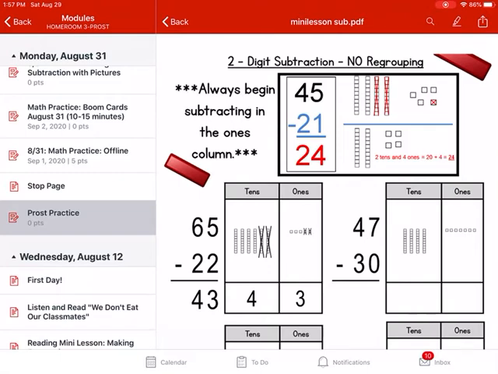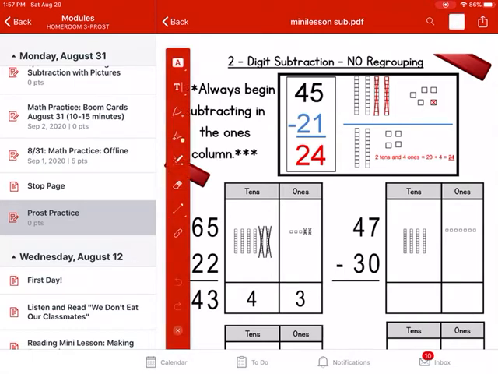So our learning goal today is I can solve two-digit subtraction problems using pictures without regrouping. And the first thing we're going to do is look at this top box up here, where there is an example for us. And the problem is 45 minus 21.